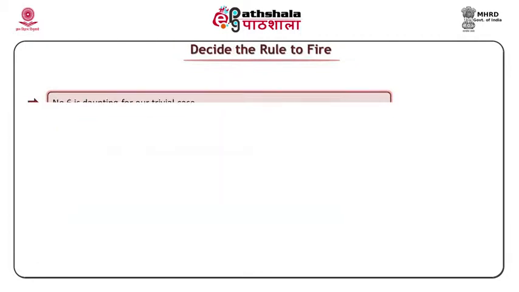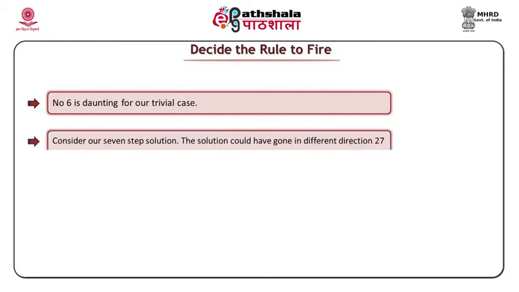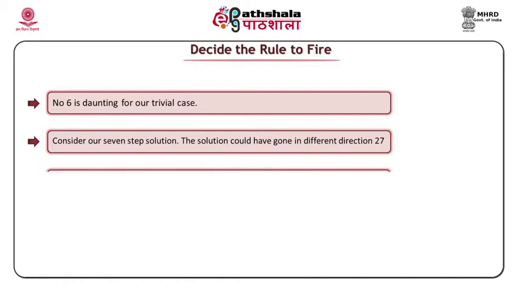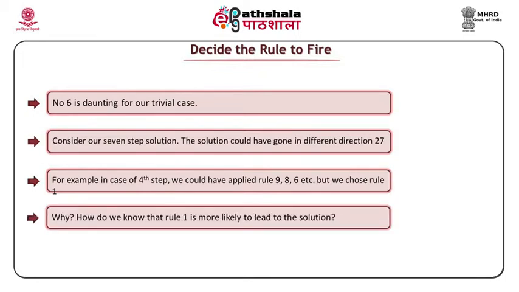Okay. Number 6, which move to choose, as I said, is daunting for most of the cases. Even in our trivial case, it's not easy. In the 7-step solution, the solution could have gone in a different direction. Pick up the 4th step. We could have applied rule number 9, 8, 6, etc. But we chose rule number 1. Why? In fact, we have already solved the problem. We have cheated actually and just instructed the program to choose rule number 1. We have not provided any logic for it.